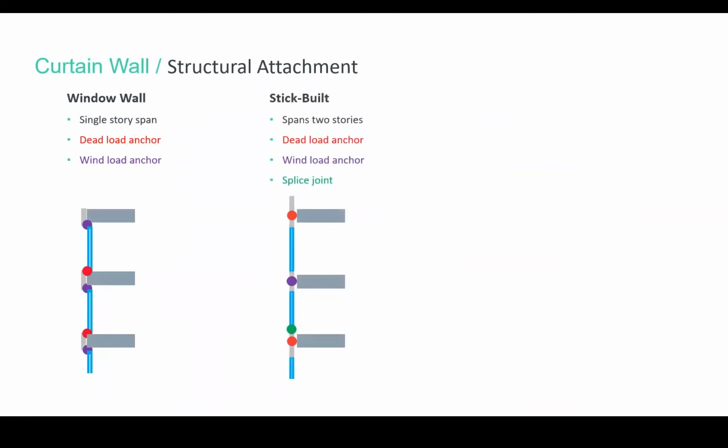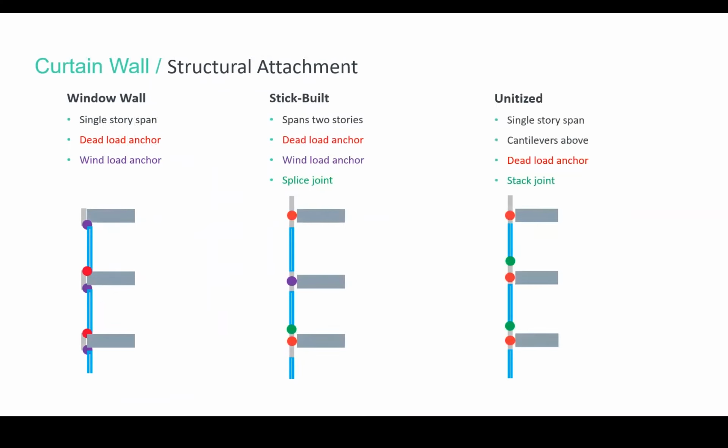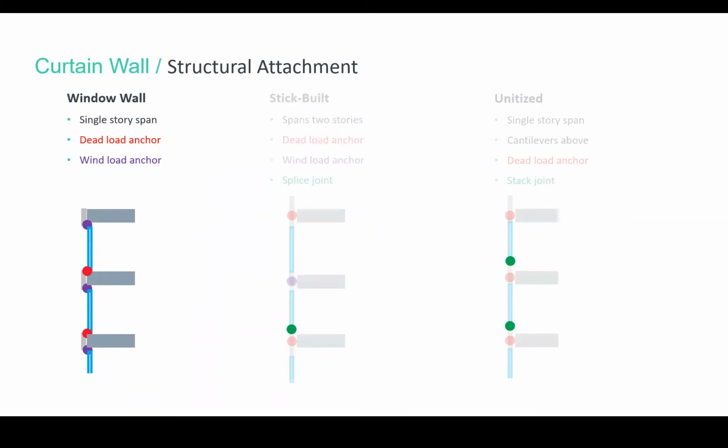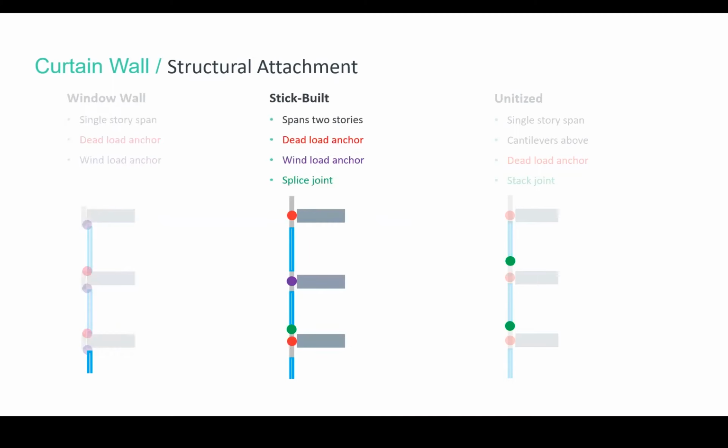So to elaborate on these differences, I have a little diagram here to show how these different systems are anchored. So window walls, again, to summarize, they're single story. You have a dead load anchor and a wind load anchor, typically dead loaded on the slab, and then the wind load anchor is on the top. And we have a cool little animation that shows that right there with the window wall. For a stick-built curtain wall system, you're usually going to have a dead load anchor, a wind load anchor, and a splice joint. And as you can see in the little animation, we do have them outboard of the slab, so that is a primary difference.